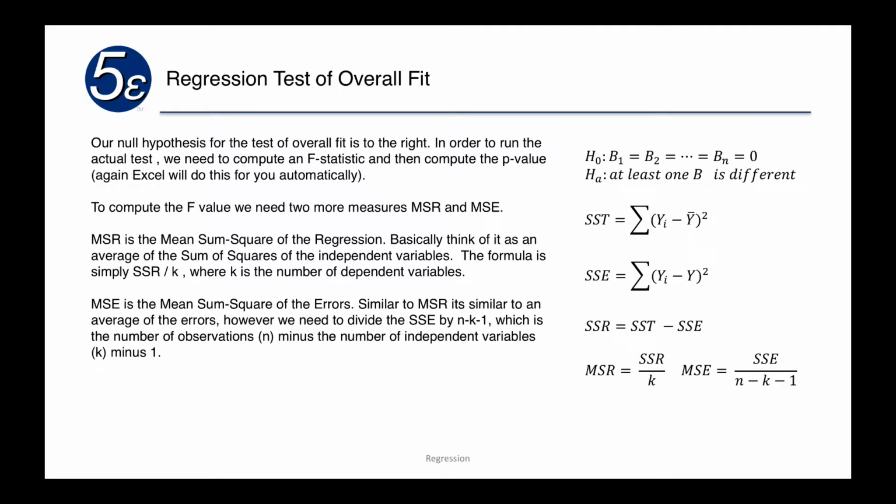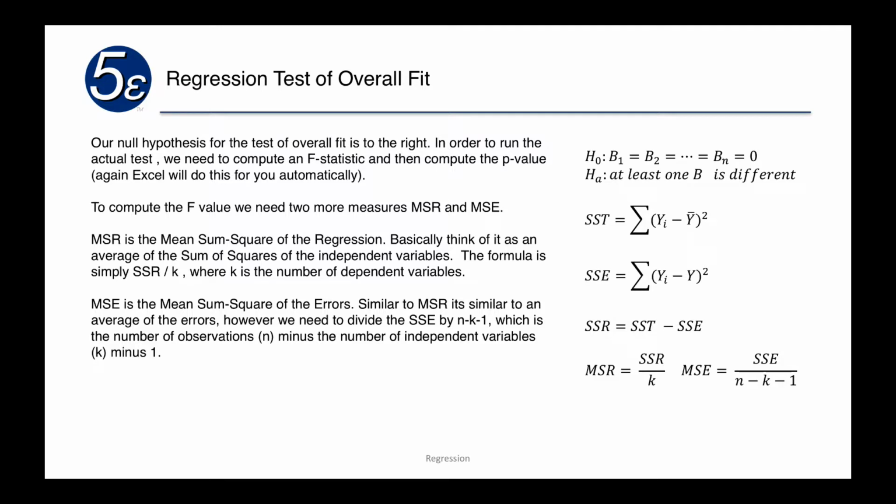So we're going to compute an F-value. In order to compute an F-value, we need two additional measures: MSR and MSE. MSR is the mean sum of squares of the regression. Think of this as the average sum of squares of the independent variables. So you're taking the SSR and dividing by k, where k is the number of independent variables.